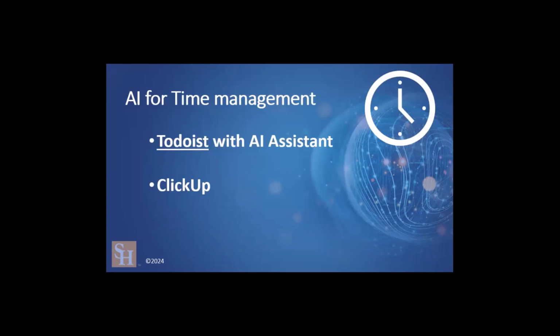So tools for time management, we have Todoist. It's an app with an AI assistant. Basically, you can use it to help plan your day and break up study tasks. ClickUp also works the same way. It'll help you prioritize tasks. You can use it to manage your to-do list. It can help you prioritize the steps you're working on for larger projects. You can track them and so on and so forth. It's really pretty cool.